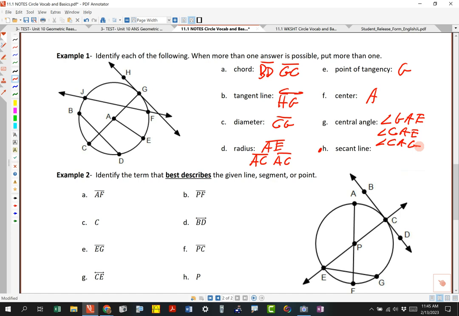Secant line. This is the one that we left off. It's not on your paper. JF is a secant line. So JF is a secant line. Okay, everybody convinced we got them all?